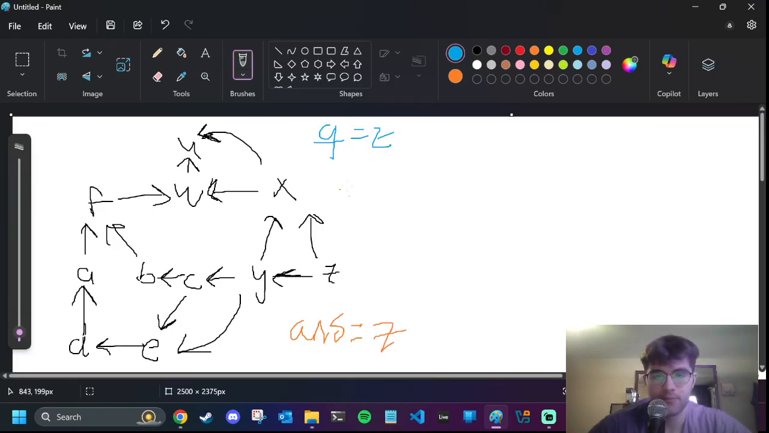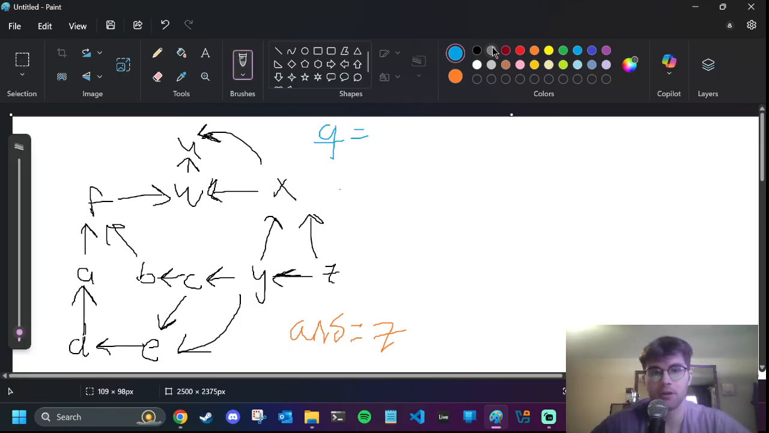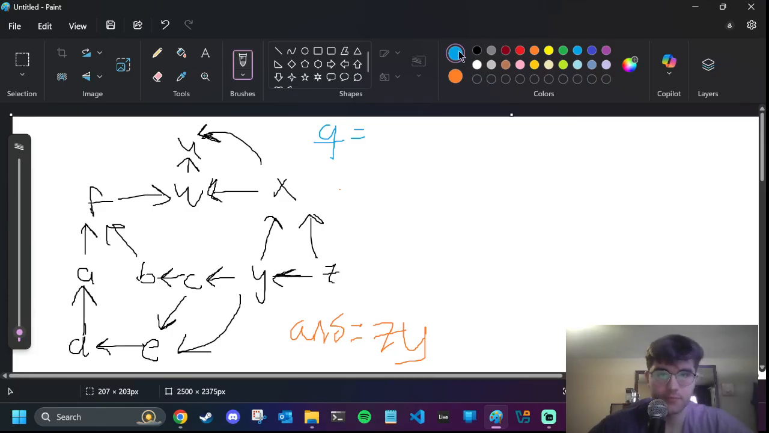answer. So we pop Z, and then for all of its neighbors, we add them only if their prerequisites are already met. So X's prerequisites are not met, so we don't add it to the queue. Y's are though, so we add Y. And that's all of Z's neighbors. So then we go back up to the queue, and we pop Y, so we add Y to the final answer. And now for all of its neighbors, we check if all of their prerequisites are met. So X's prerequisites are all met, so we add it to the queue, C as well, and E as well.